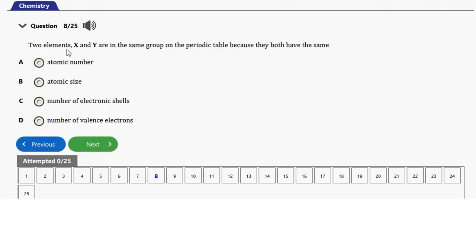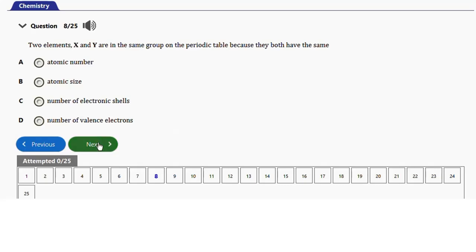It says two elements X and Y are in the same group on the periodic table because they have both the same atomic number, atomic size, number of electron shells, number of valence electrons. So the right option to this question will be that for elements X and Y to be in the same group on the periodic table, it will be because they both have the same number of valence electrons, option D. That's the answer to this question.